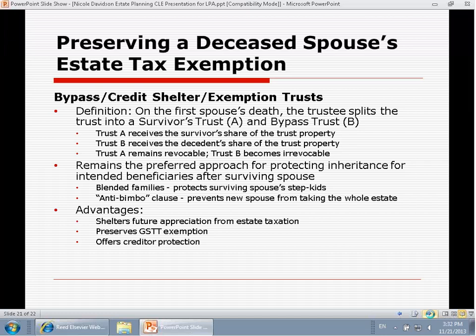The advantages of continuing to use this bypass credit shelter arrangement is that it will shelter future appreciation from estate tax, whereas with portability, you know what amount you're getting, but you don't get that exemption amount until some future point when the second spouse dies, and it may be that the estate has increased and it would have been desirable to keep that appreciation from being subject to estate tax as well. This will also be relevant if you're going to be doing planning that involves skipping generations for beneficiaries and you need to preserve the generation skipping transfer tax, GSTT, exemption, or if there's a need for creditor protection.